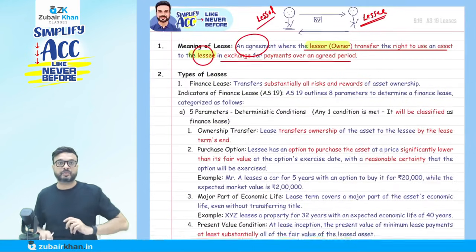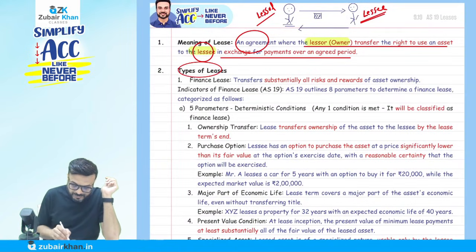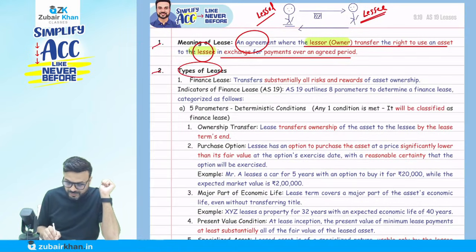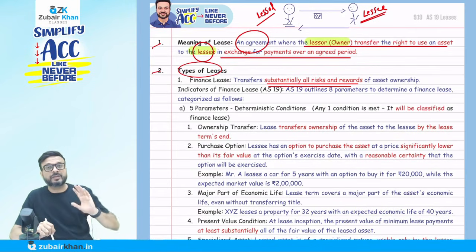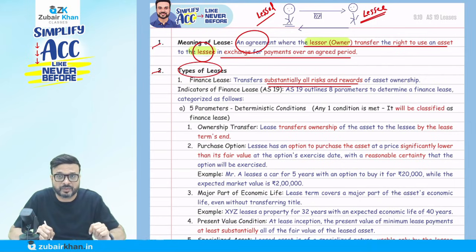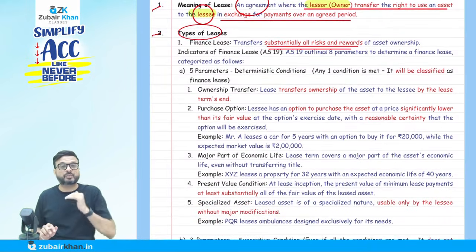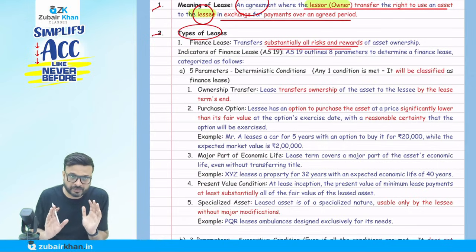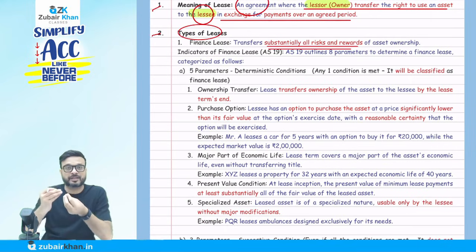Now we'll discuss what we mean by finance lease. It says that a finance lease transfers substantially all risk and reward. So here, the lessor is transferring almost all the risk and reward of ownership of the asset. How will we find that out? In Accounting Standard 19, they give us some parameters, and if any of those parameters is fulfilled, we are going to call it a finance lease. So we'll assume that all risk and reward has been transferred.